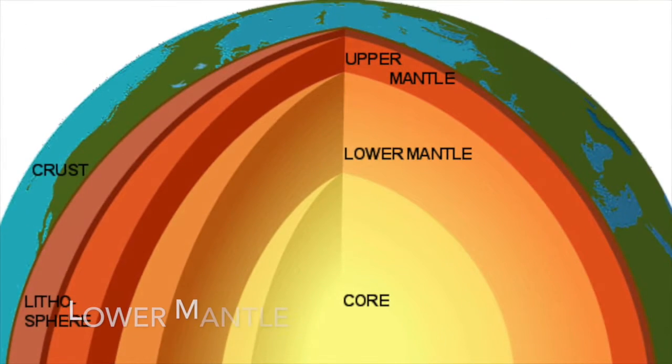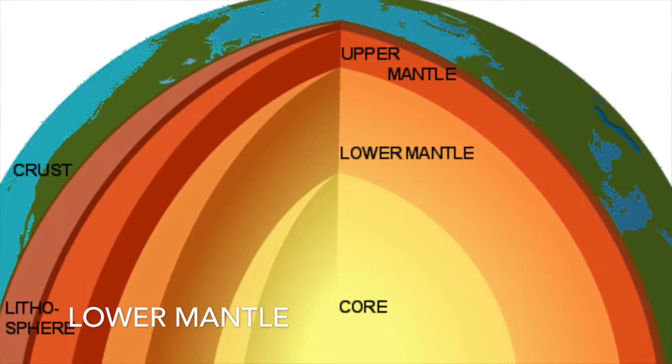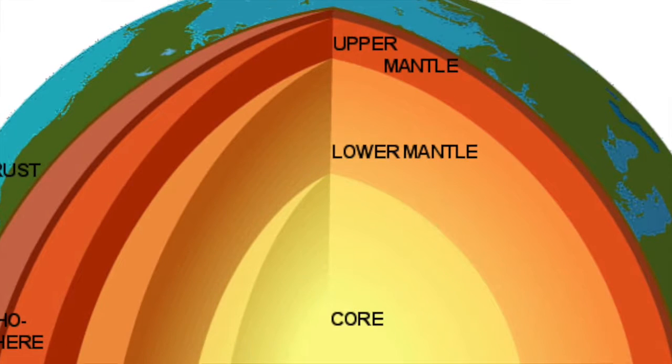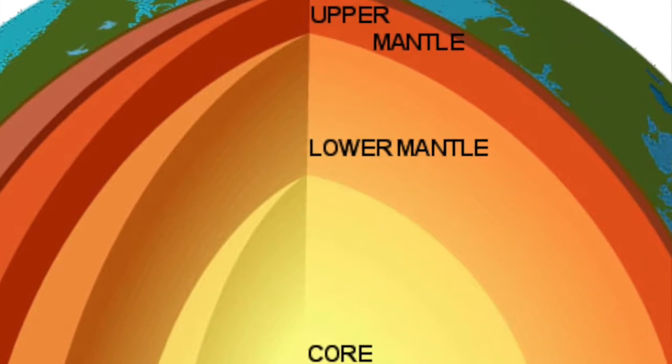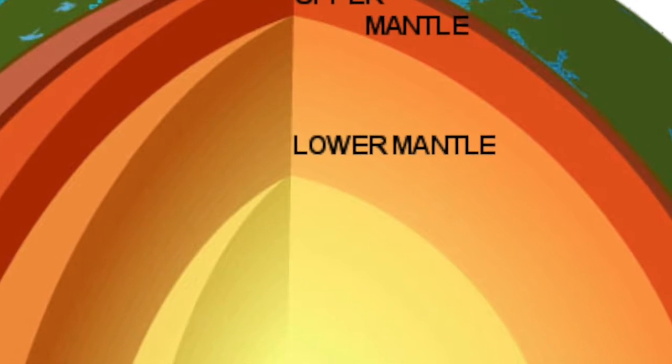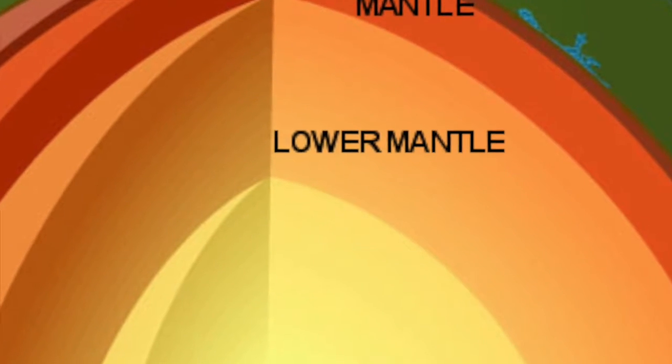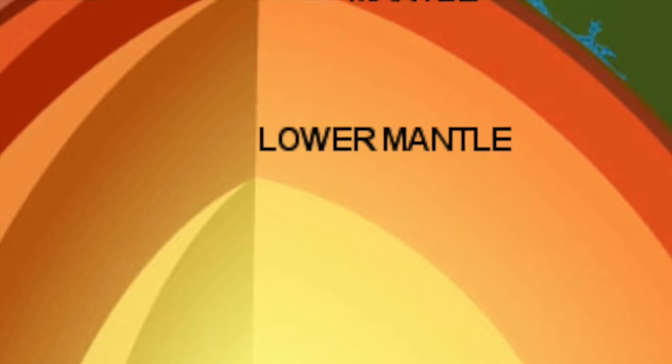The lower mantle is 2,243 kilometers thick and composed of olivine, magnesium, and iron. It is mostly solid due to the fact that the pressure in the lower mantle is a maximum of 1.3 million times that of the surface.